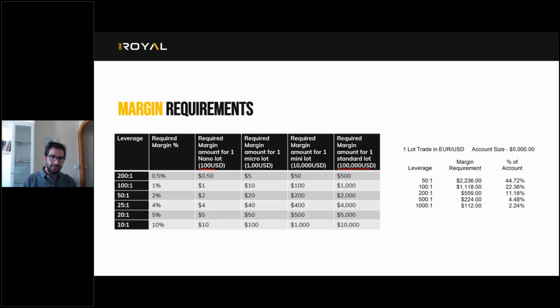So here we should see the margin requirement based on each type of lot. If you have a leverage of 200 to 1 and the required margin is 0.5, this means that to be able to trade a nano lot, which is $100, your broker asks you to deposit 0.5% of this 100, which is $0.50. In case you are trading a micro lot, which is $1,000 here, this is $1,000. That was a mistake, sorry for that.